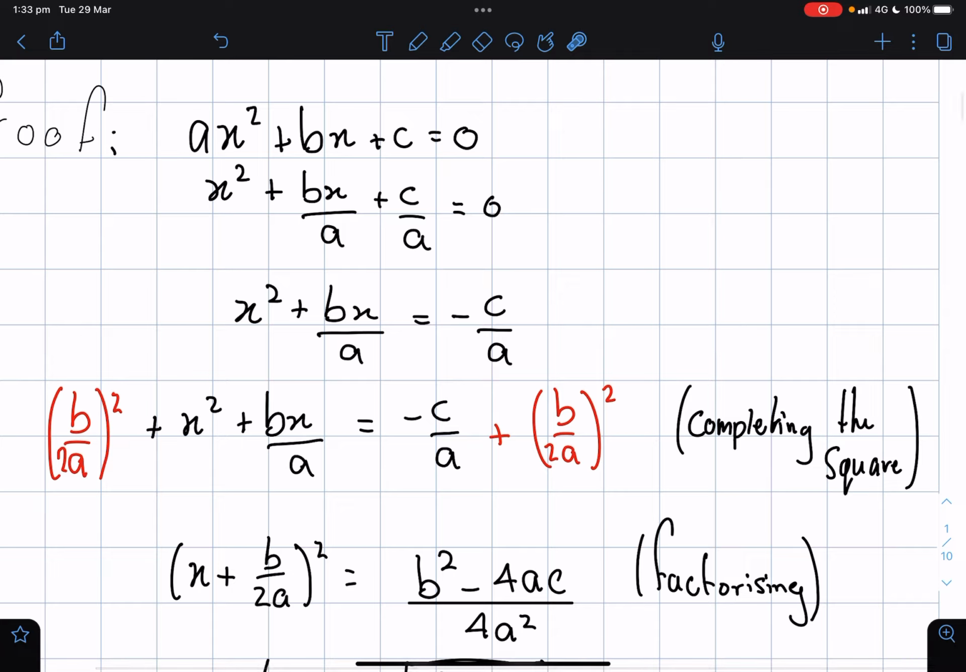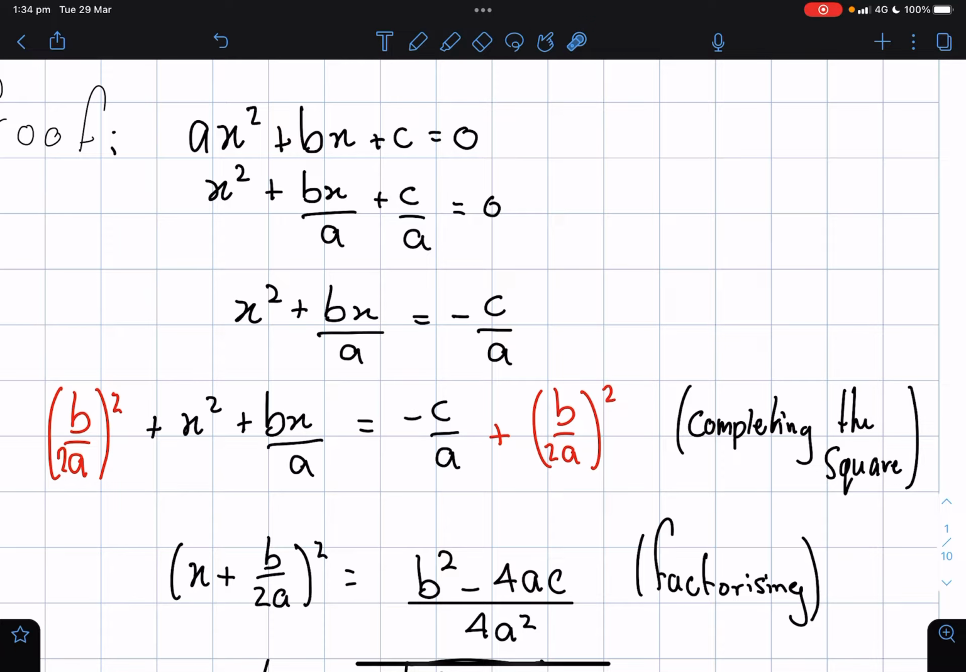Now, we've done a few steps in one here. On the left-hand side, we have our quadratic in the form a squared plus 2ab plus b squared, okay? So we can write that as a plus b all squared, and we've factorized that left-hand side.